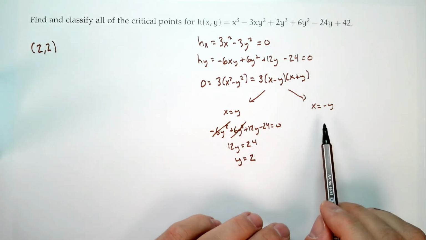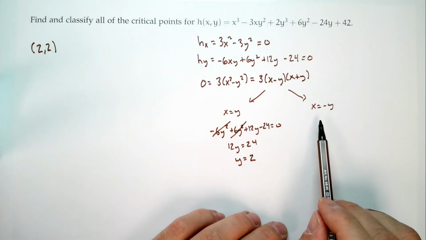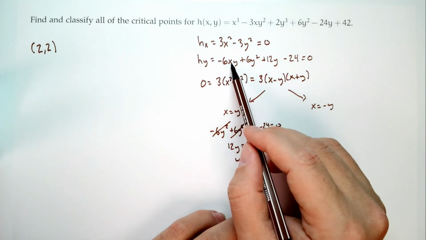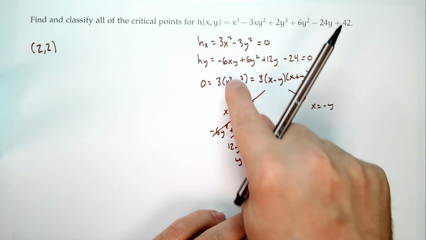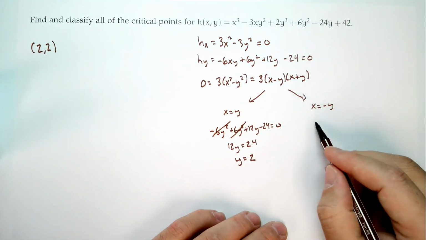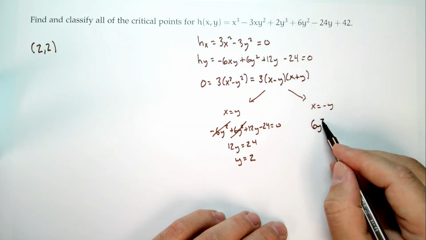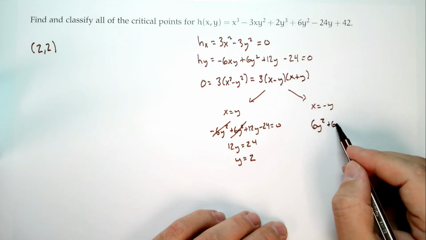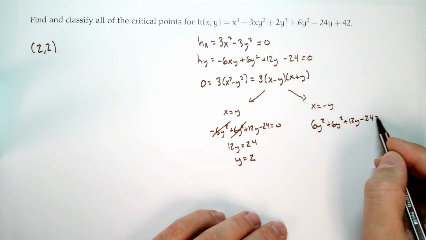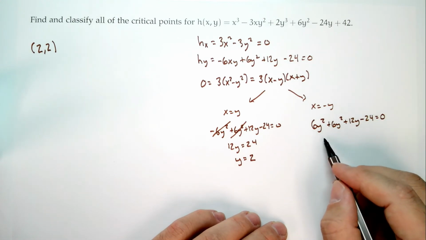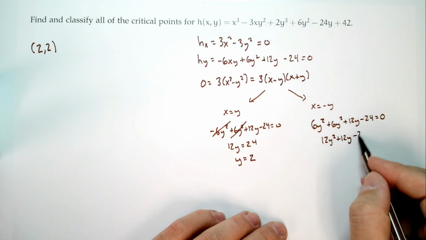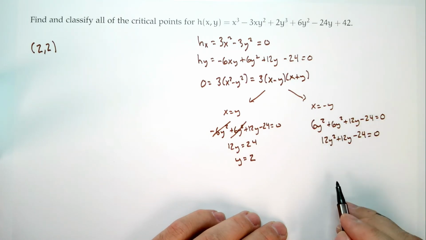Now let's go to our other option, which was x equals negative y. Here, the only thing is there's one x, so what happens? Previously it was minus 6y squared, but because of the negative, it becomes plus 6y squared. So 6y squared plus 6y squared plus 12y minus 24 equals 0, or 12y squared plus 12y minus 24 equals 0.